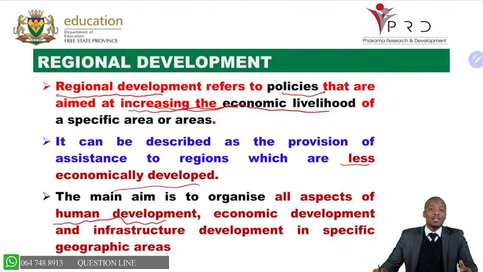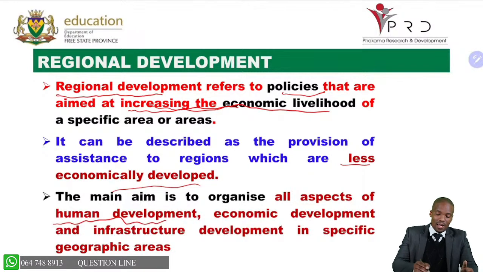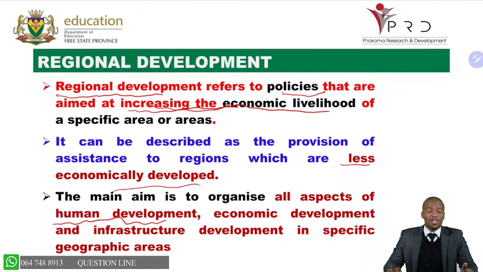But let's also focus on other aims of regional development here. If I recap on this slide, I mentioned that these are the policies that are aimed at increasing the economic livelihood of specific areas so that they can also participate in the economy, and also to provide assistance to regions which are less economically developed. Then I also mentioned that economic development is the participation in production of goods and services. And also we mentioned that the main aim is to cover all aspects of human development.